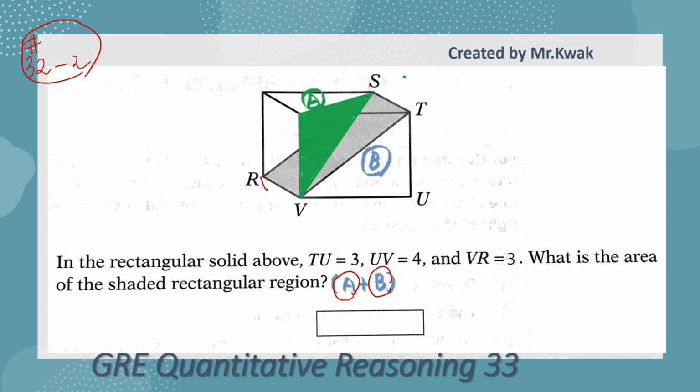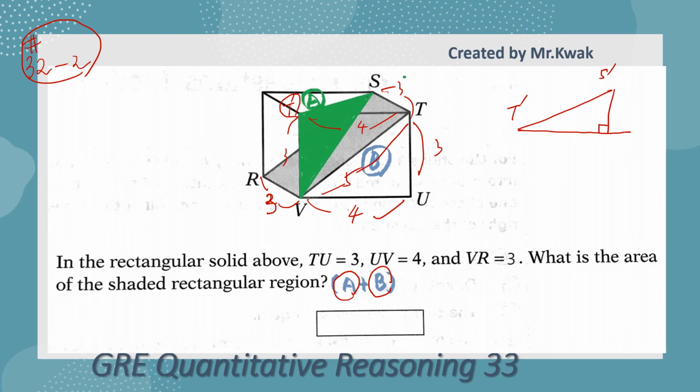TU, first of all, RV is 3. First of all, TU is 3. UV is 4. So as a Pythagorean, it was a 5. This part is 3. What was this part? Let's just write down as T prime. T prime V is also 3. Then T prime T is 4. What about T prime S right now? What about T prime S?